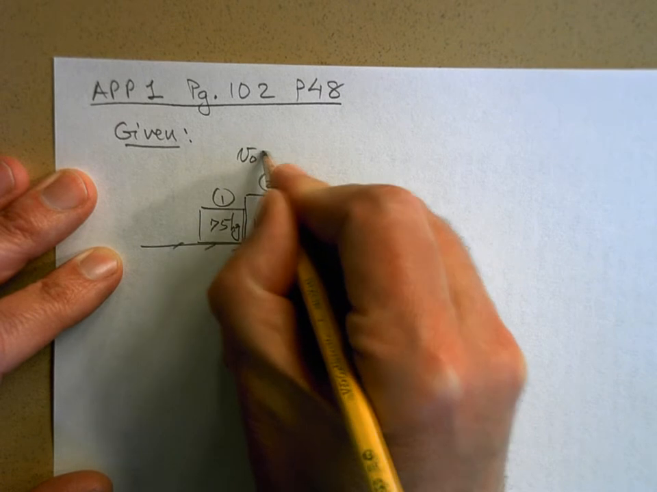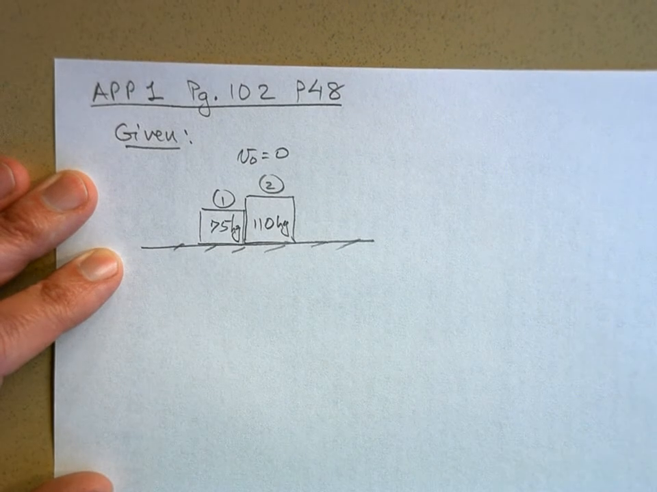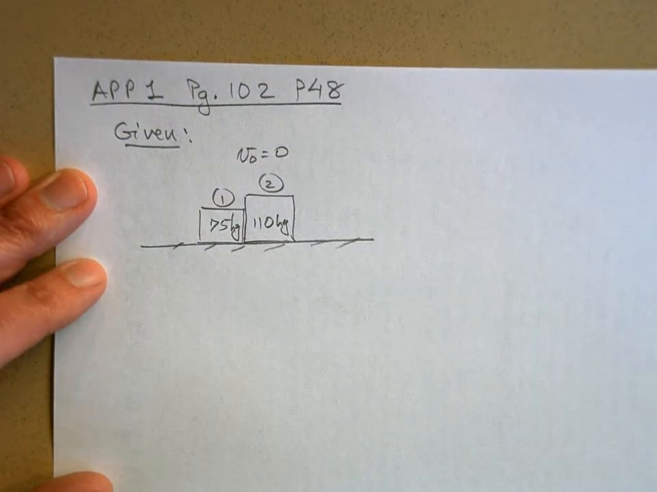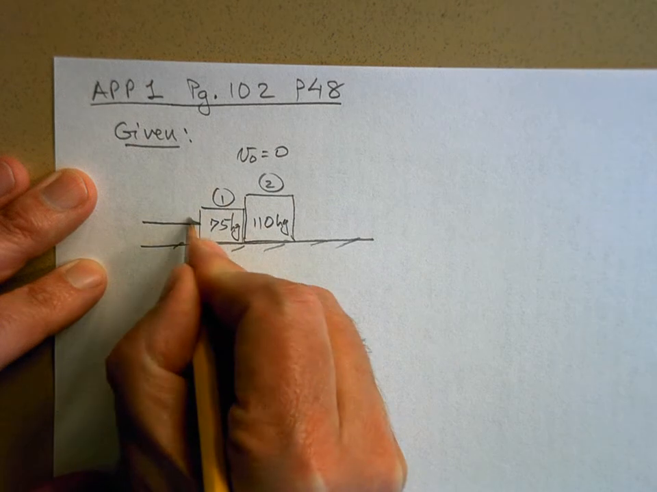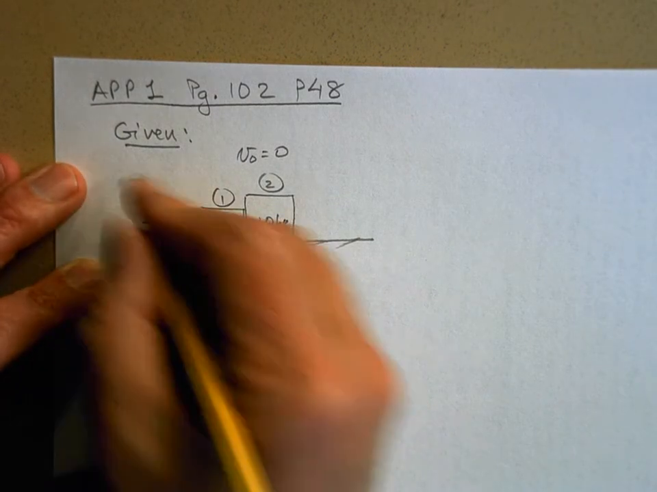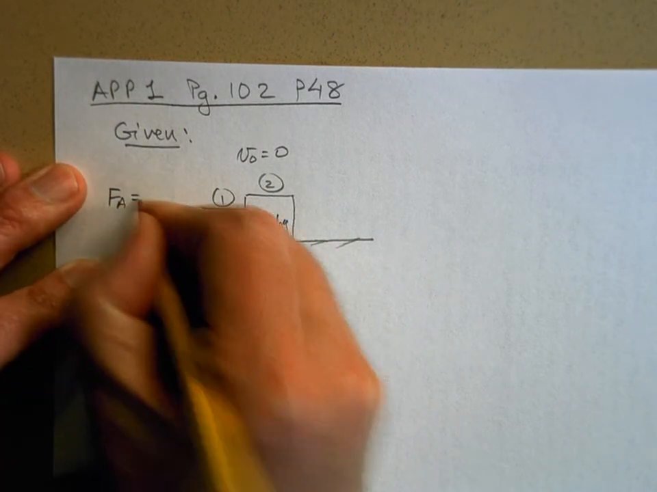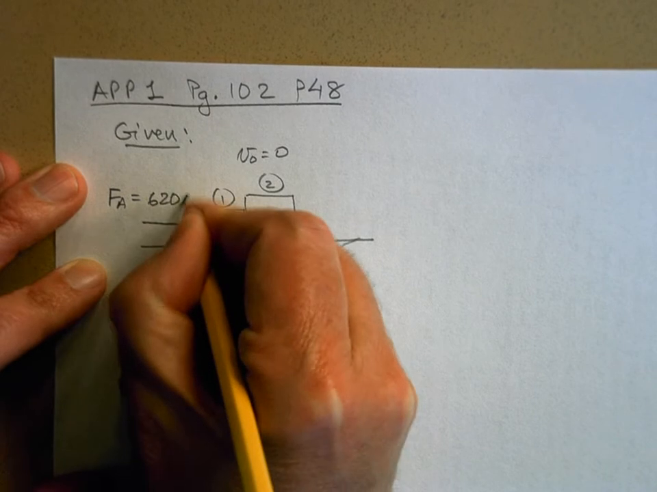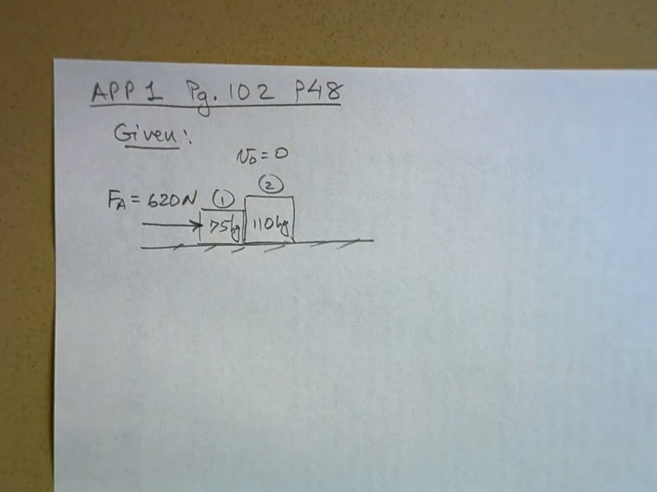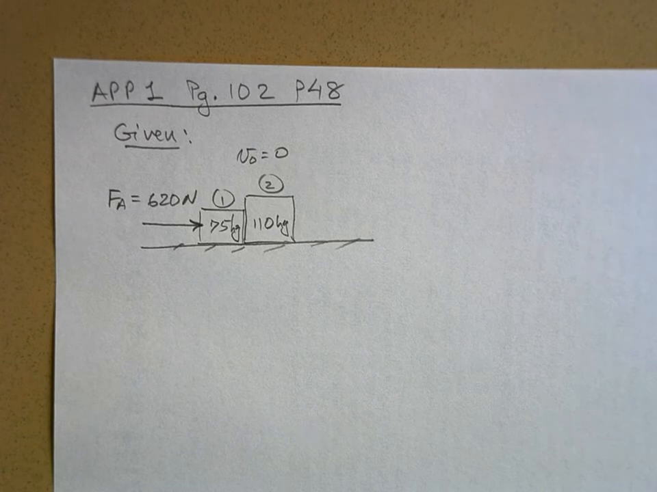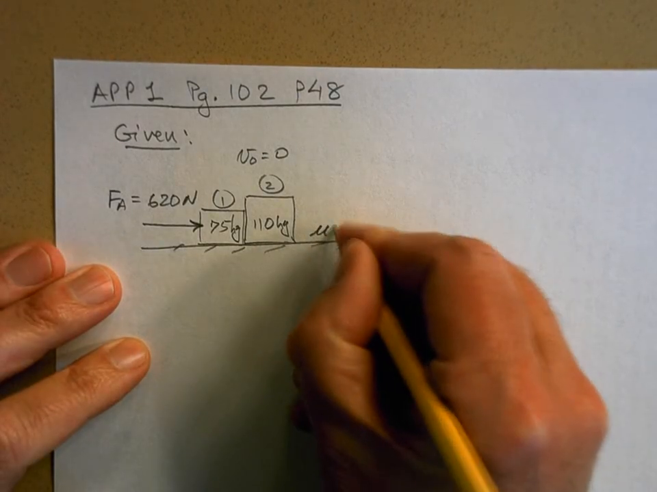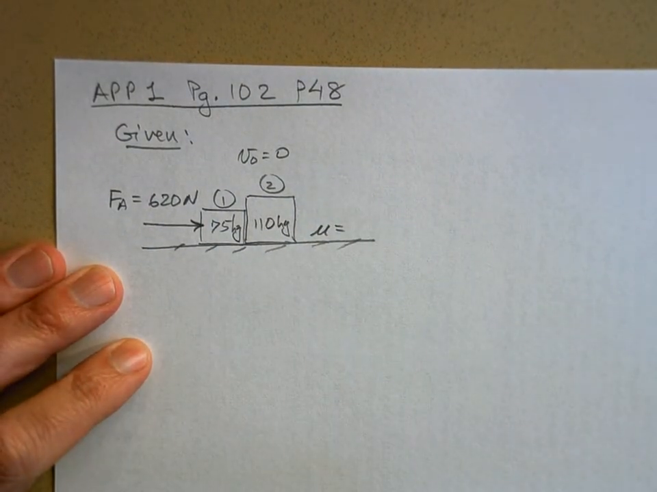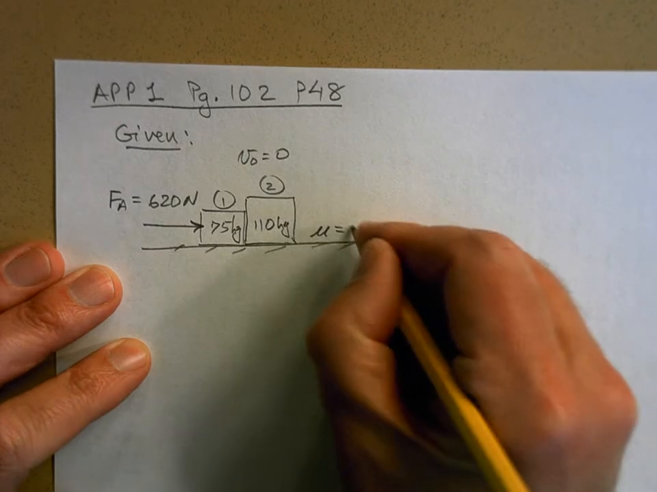It says it starts from rest, so I just put v naught equals 0. And then we have a 620 Newton applied force, so F_A equals 620 newtons. And that's all that's given. Oh, except I forgot, mu equals 0.15.